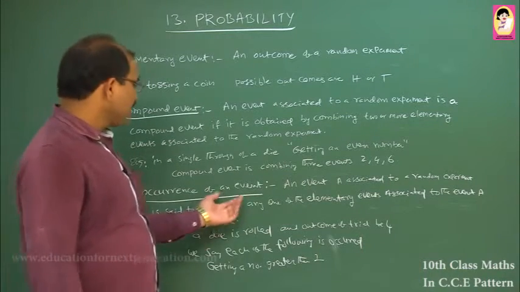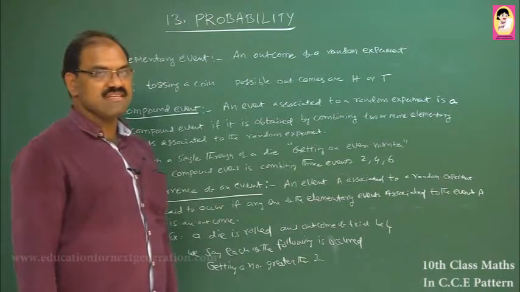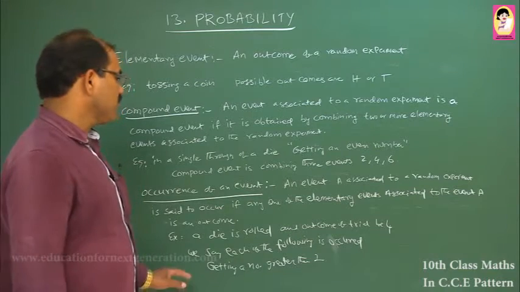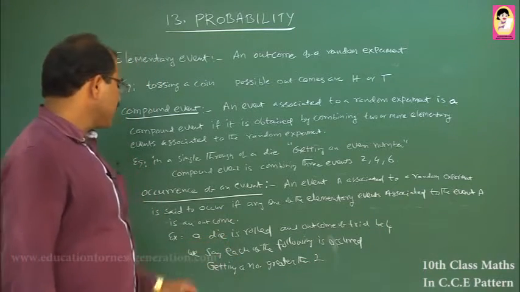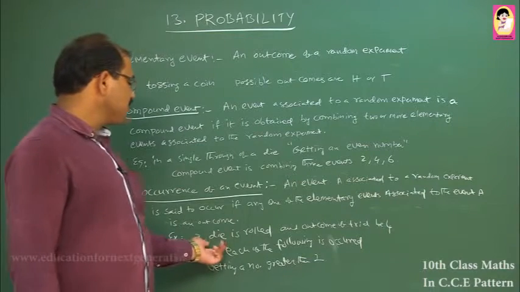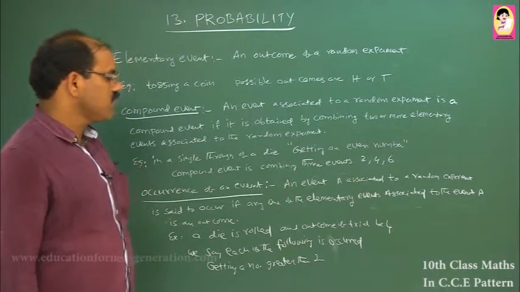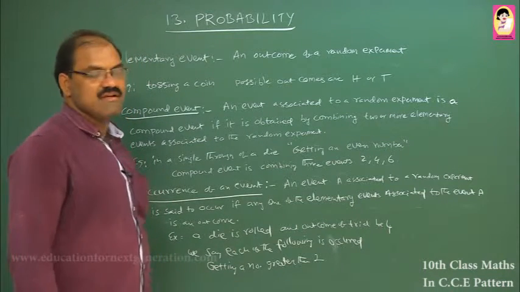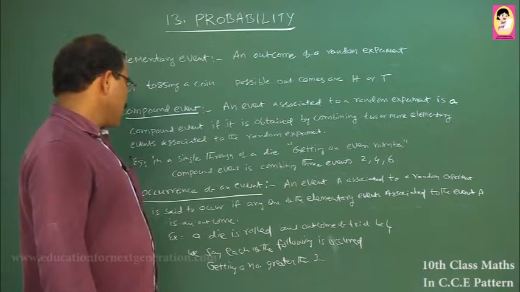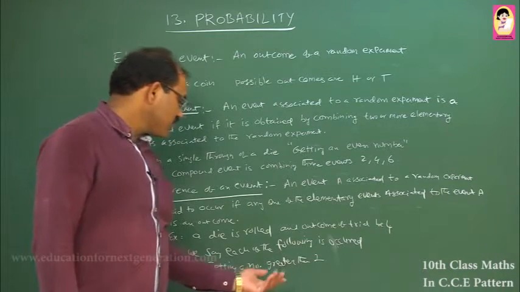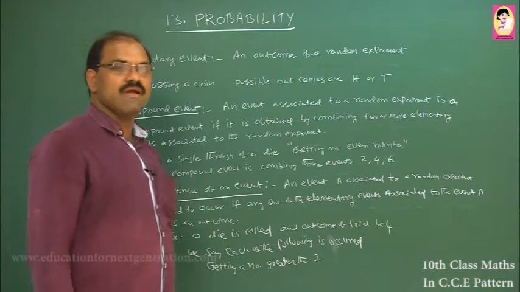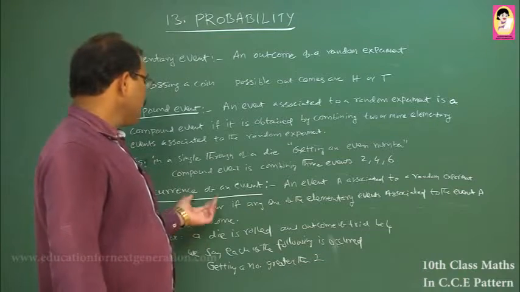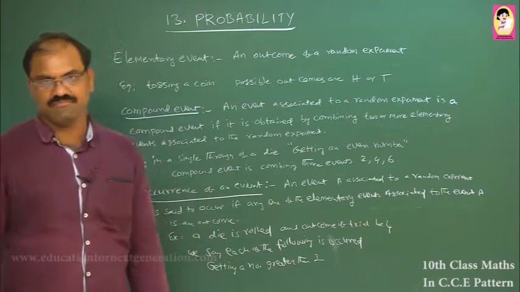Next is occurrence of an event. We say an event is said to have occurred if any one of the outcomes related to A occurs. For example, a die is rolled and the outcome of the trial is 4. The 4 may occur, then we say that 4 has occurred. And similarly, getting a number greater than 2: you may get a number greater than 2 if you throw a die. These are all called occurrences of events.